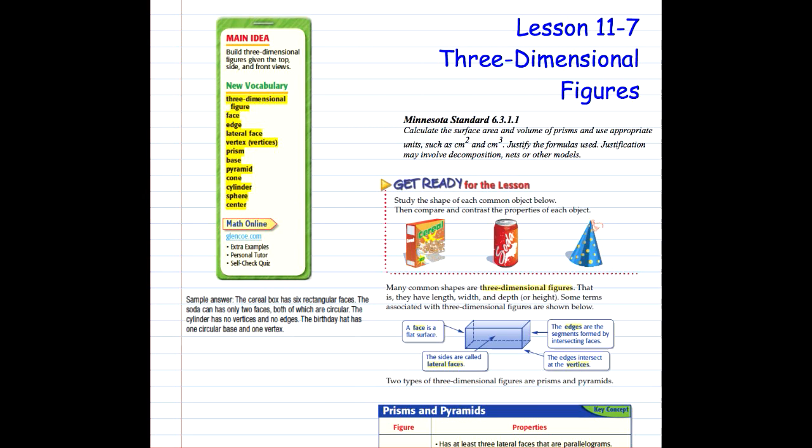The cereal box has 6 rectangular faces: front, back, top, bottom, left, right. The soda can has only 2 faces, the top and the bottom, which are both circular. Its side is one side with no vertices and no edges. It is a cylinder. The birthday hat has 1 circular base and 1 vertex.